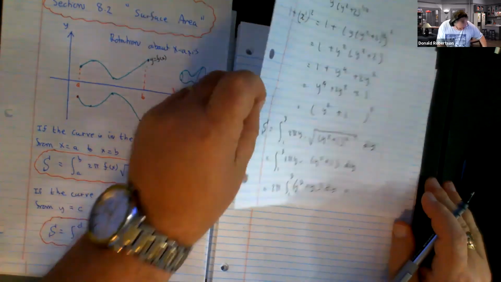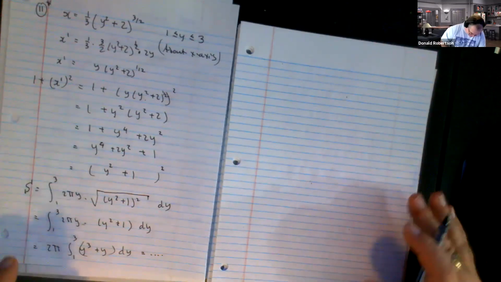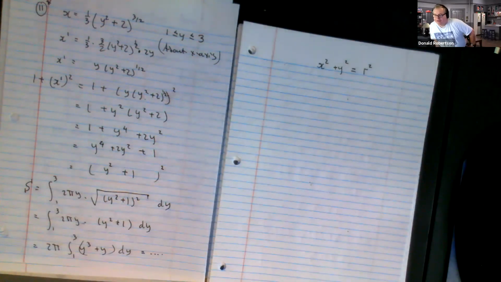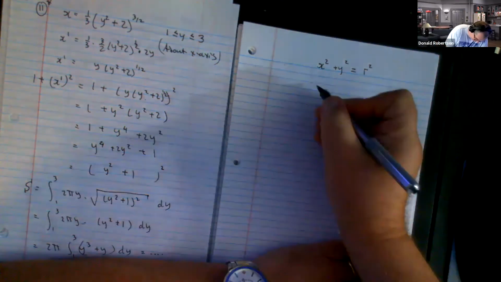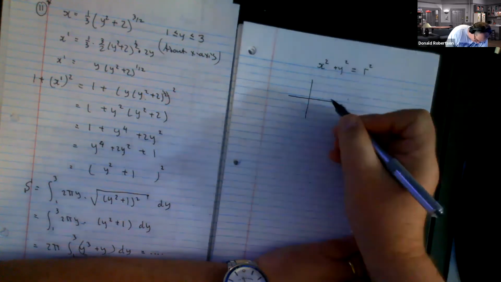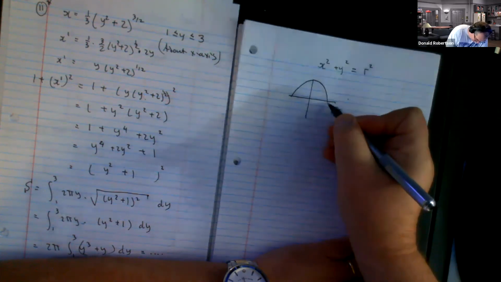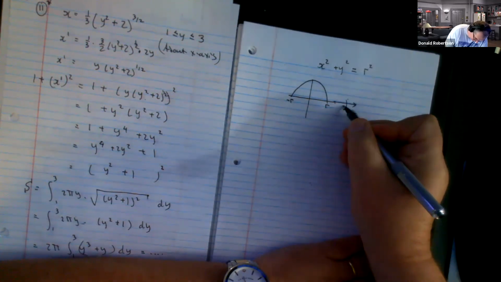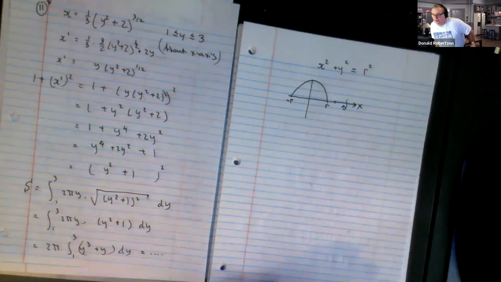Okay, so for the last question today, let's try something. Do you all recognize that equation? Equation of a circle, center at the origin, radius r. Now I'm going to draw only the top half of that circle. So it would go from negative r to r. And I'm going to rotate it about the x-axis. So far, so good.